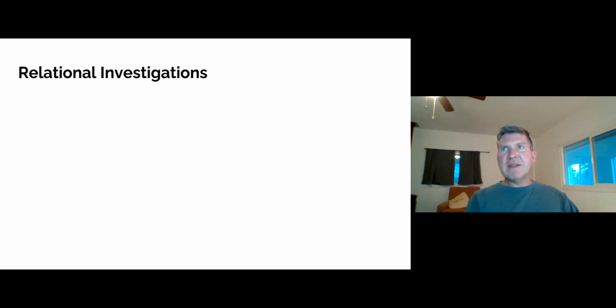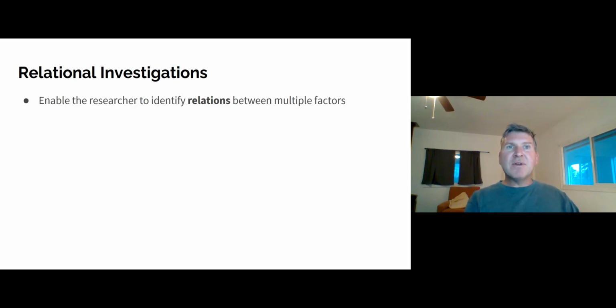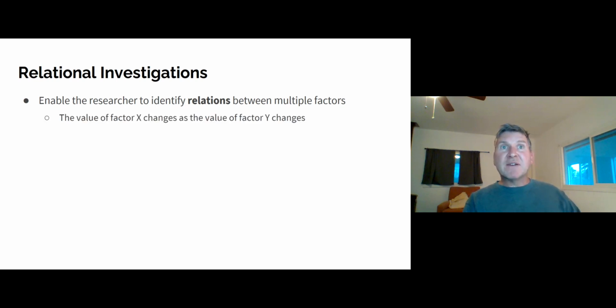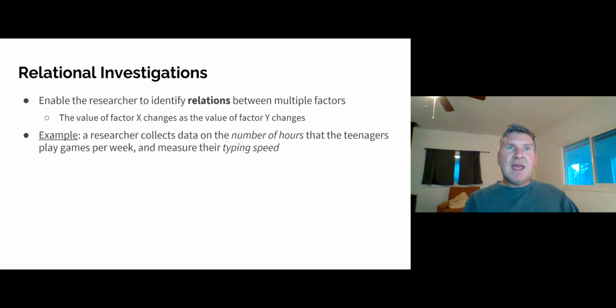The second type of investigation is relational investigations. These enable a researcher to identify relations between multiple factors. So if the value of a factor X changes as the value of factor Y changes, this is a relation between the two factors. A more concrete example might be a researcher collecting data on the number of hours that teenagers play games per week and then measuring their typing speed.